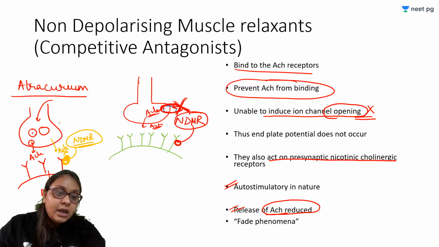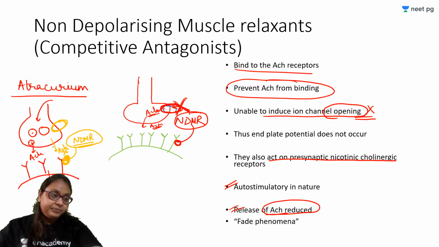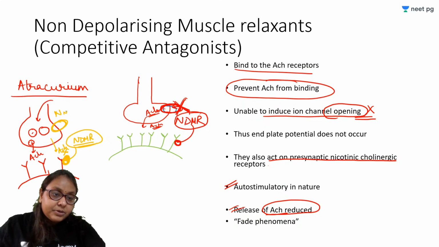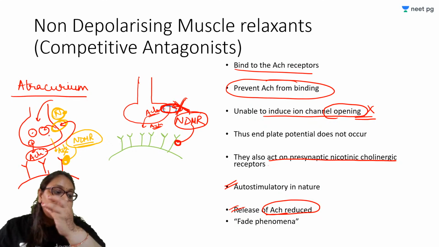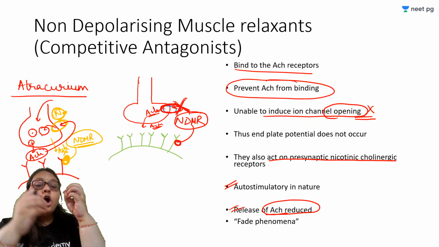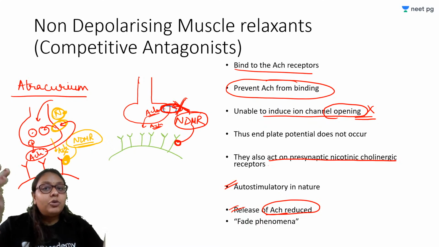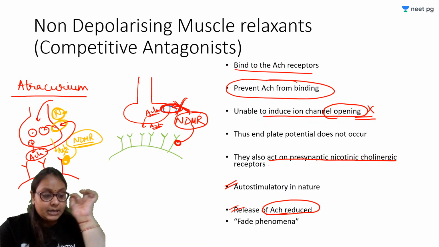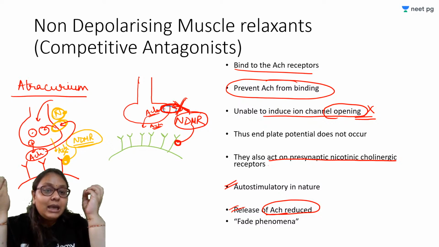postsynaptic side. Now what happens? In the presynaptic membrane also there are nicotinic receptors, okay, NN receptors. Nicotinic receptors are present on the presynaptic membrane also. Normally, the acetylcholine will act on these receptors also, and will further cause release of the acetylcholine. So that is auto-stimulatory in nature. Acetylcholine itself is increasing its own release. That is auto-stimulatory in nature.